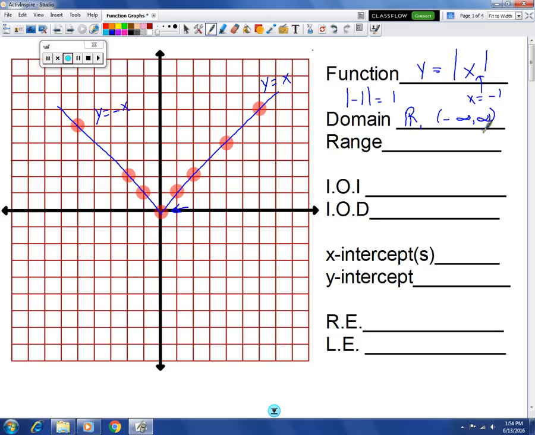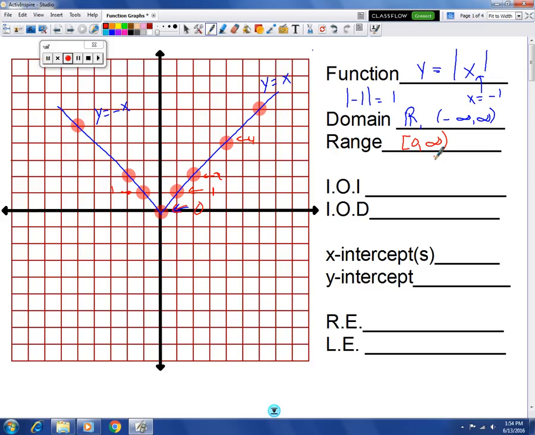The range, okay, what answers did we get? The lowest answer we achieved is an answer of 0. We had an answer of 1, and we had an answer of 1 from here also. We get answers of 1, we get answers of 2, we get answers of 4. So anything's 0 or above.